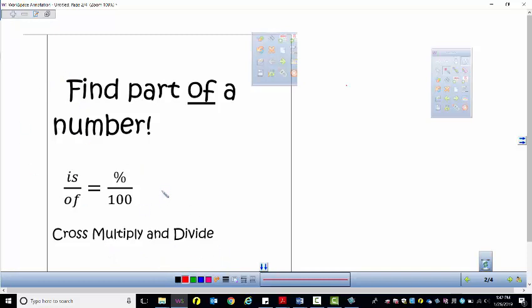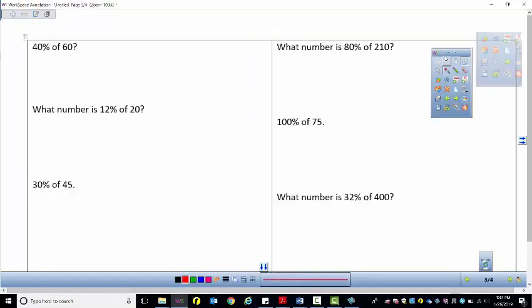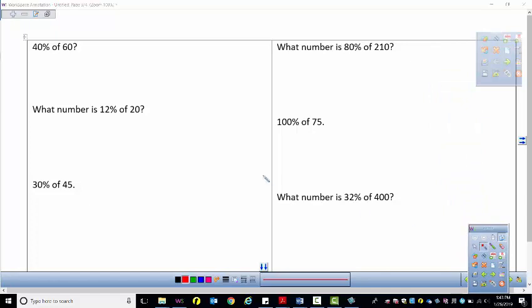So if you fold it in half, open it up so that it looks like this. You want to be looking at these ones right here. It starts with 40% of 60, which is the one we want to look at. All right, so what we're going to use today is this proportion, and we're going to have the is on the top of the fraction, the word of on the bottom, equals a percent over 100. It's always 100 because remember a percent was out of 100.